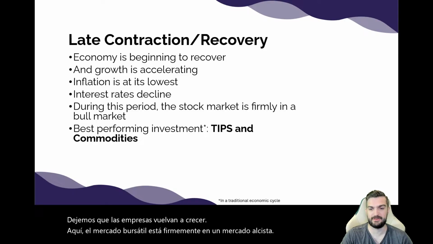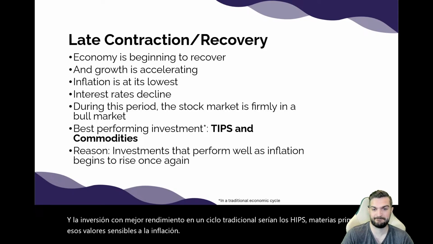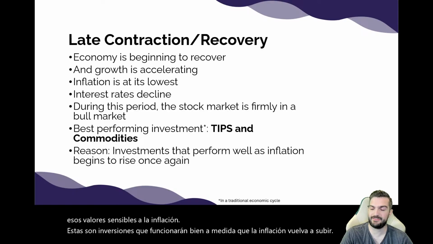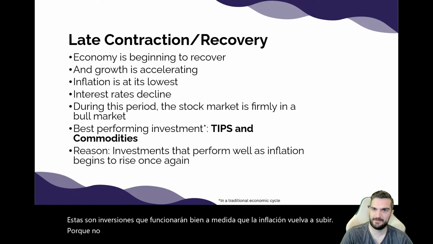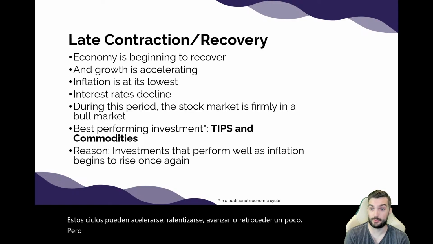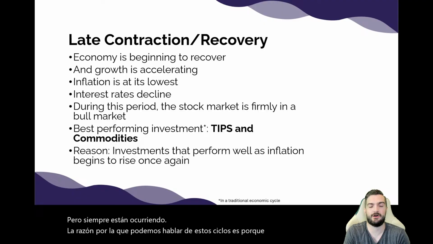And the best performing investment in a traditional cycle would be TIPS and commodities, those inflation-sensitive securities. The reason? These are investments that will perform well as inflation begins to rise once again. Because it's not if, it's when. These cycles can speed up, slow down, go forward, go backwards a little bit. But they're always happening. The reason we can talk about these cycles is because they are always happening and they are inevitable.